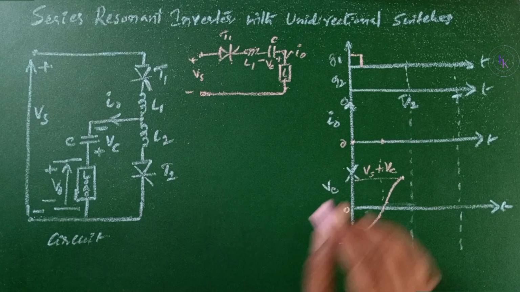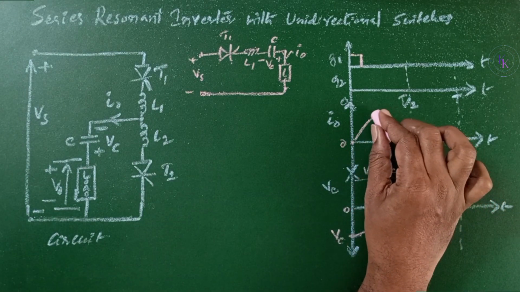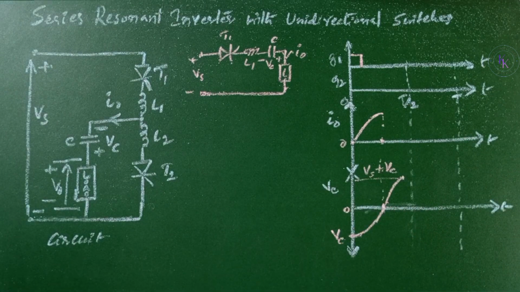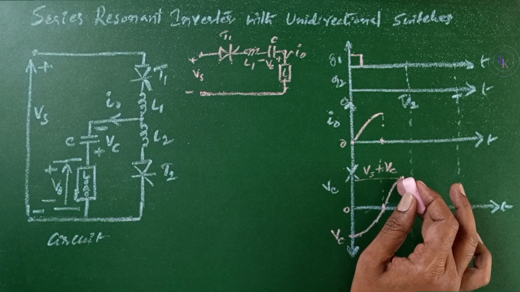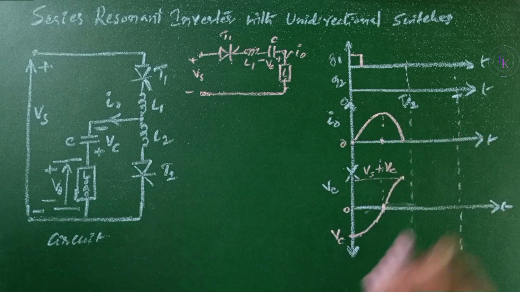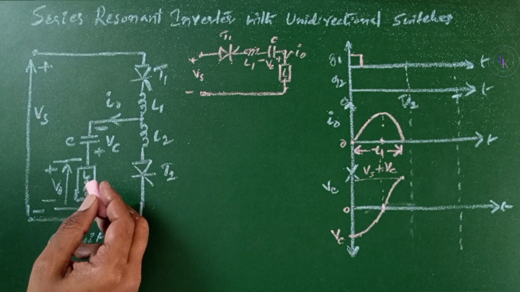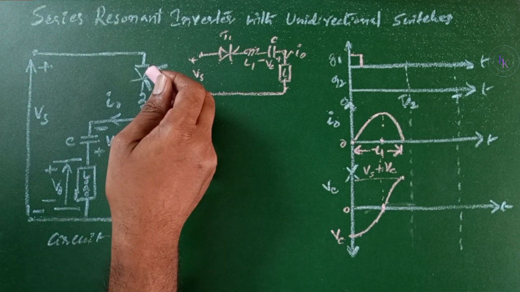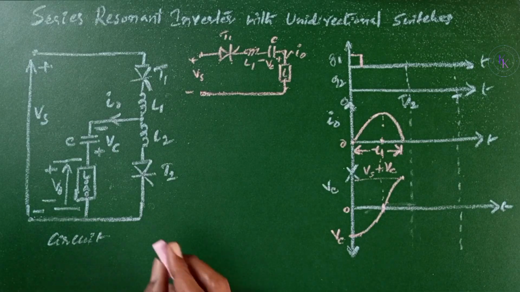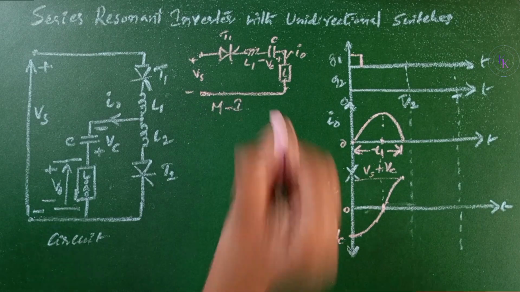And the current which is flowing through the load starts increasing and reaches the maximum value when the voltage across the capacitor is 0. Then, as the voltage increases to the maximum value of Vs plus Vc, the current is going to decrease and becomes 0. This is the time period T1. When the current through the load becomes 0, the thyristor comes to self-commutation and stops conducting. This is the equivalent circuit for mode 1 operation.